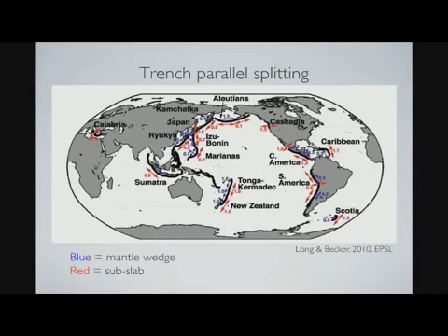Counterintuitive. So, okay, this is now the compilation from Maureen Long and Torsten Becker's paper in 2010, summarizing all of the observations that have been made. And again, here is Tonga down here, and this is a really nice example where on both sides of the trench you have this trench parallel splitting, which is not what we would expect, based on the fact that we expect the olivine A axis to be the slip direction, and to be more or less lined up with the plate motion direction.